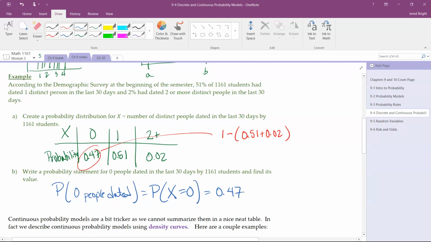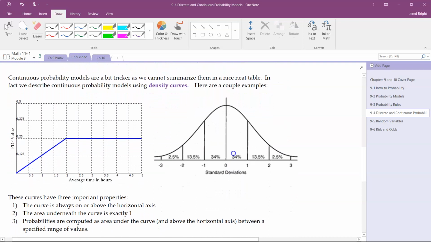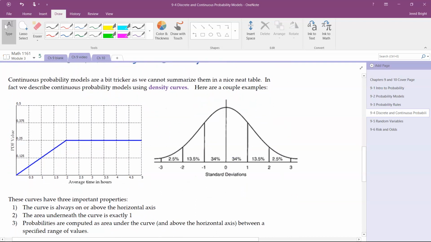Oh, okay, boom, done. That's our discrete probability model. Looking at continuous models, they're trickier, right? We can't put them in a nice neat table, but they're going to look like this. They're line graphs of sorts. And so you can see 2 examples here. We'll work through information related to the first one.